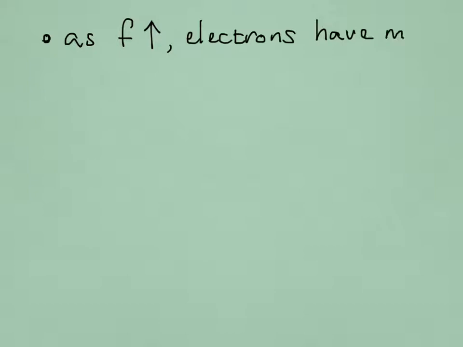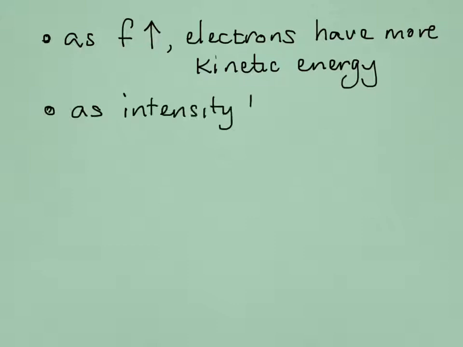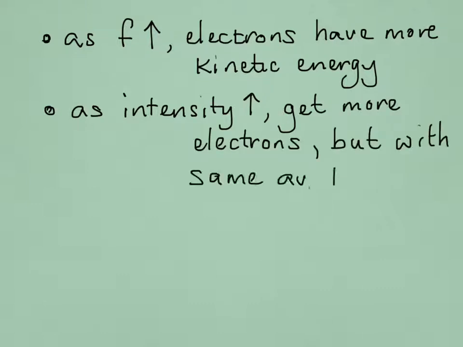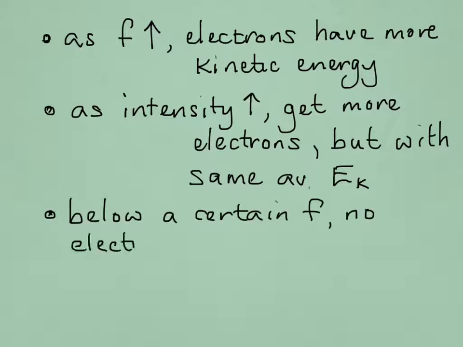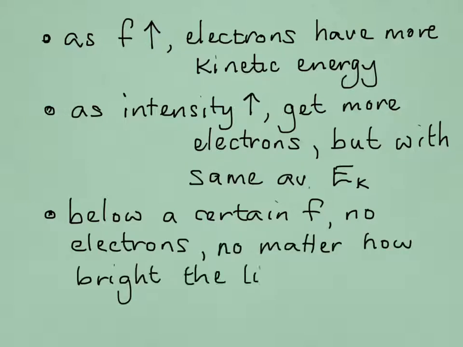So a few more experiments, and they found that as the frequency increased, the electrons that escaped had more kinetic energy. They also found that as the intensity increased, you get more electrons, but they had the same average kinetic energy, so they weren't any more energetic just because the light was brighter. They also found that below a certain frequency, you got no electrons at all, no matter how bright the light.